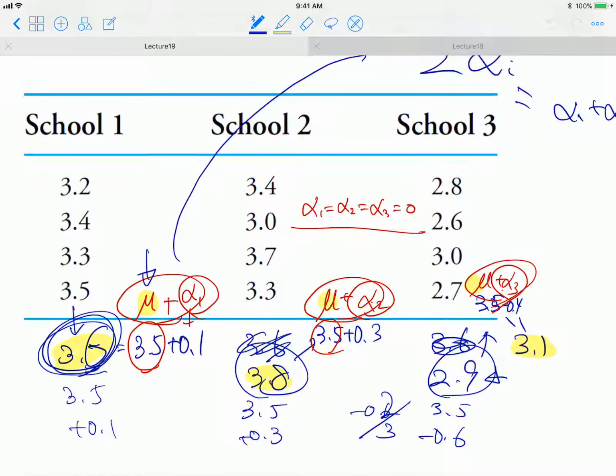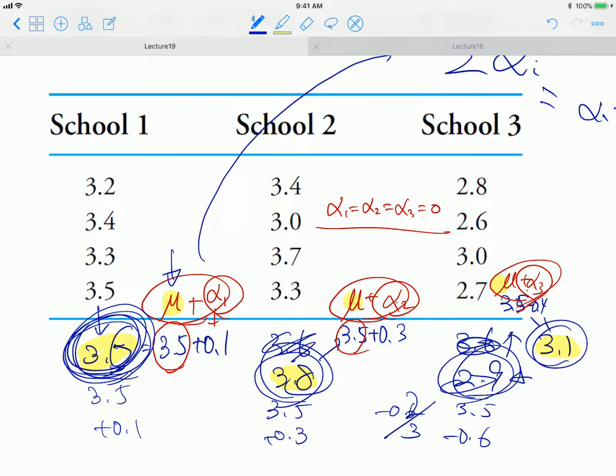Okay, so let's get back to this example. In practice, of course, we do not know the true parameters mu, alpha 1, alpha 2, and alpha 3, right? So how do we estimate them? How do we estimate this 3.6 and 3.8 and 2.9 or 3.1? These are the true parameters, right? We view them as true parameters. The true parameters really exist, but we do not know what the exact values are. But we estimate them and use them instead, right? And then how do we estimate them?